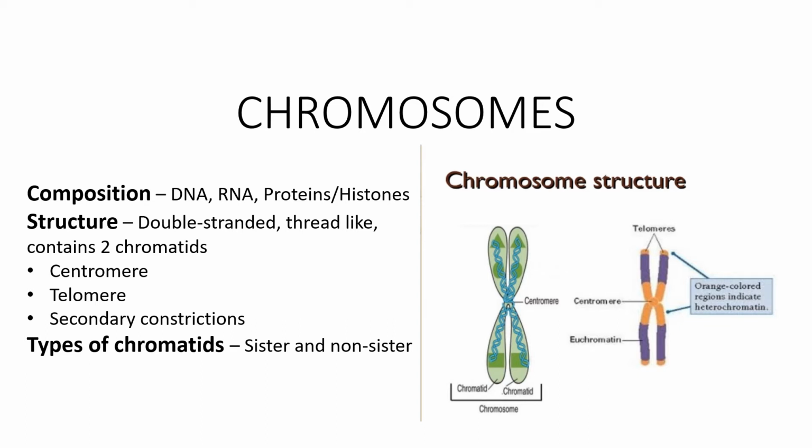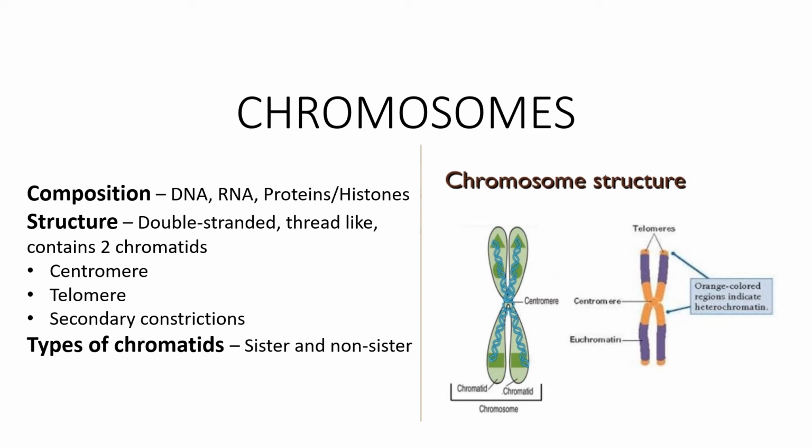Structure of a chromosome. What is the structure of a human chromosome? It is double-stranded, thread-like, and it has two chromatids. What is a centromere? A centromere is the primary constricted area of a chromosome where the mitotic spindles attach during the time of cell division.